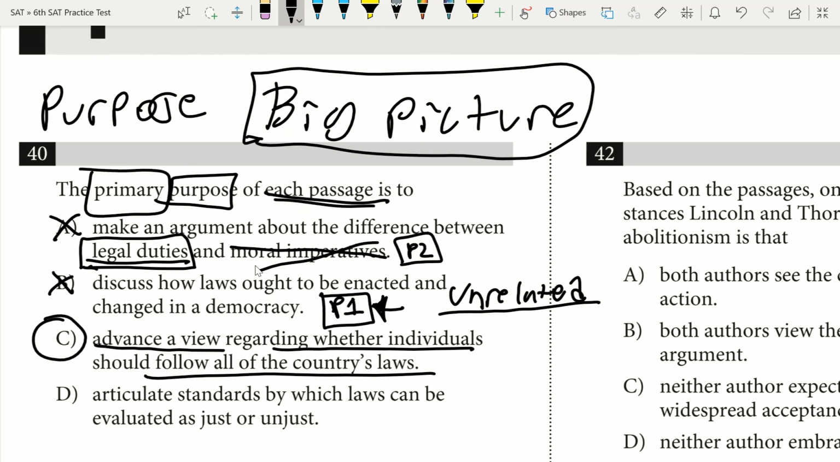As far as D, articulating standards by which laws can be evaluated as just or unjust, Lincoln never describes the standards there. Thoreau doesn't really either, so D would be incorrect.